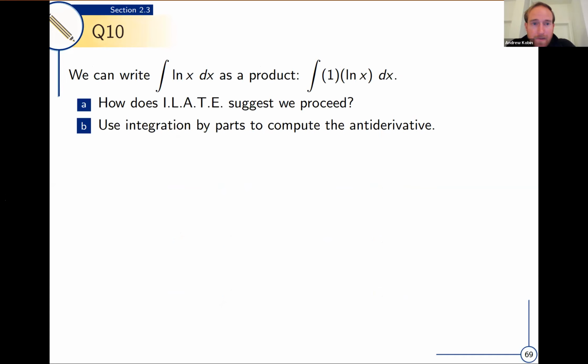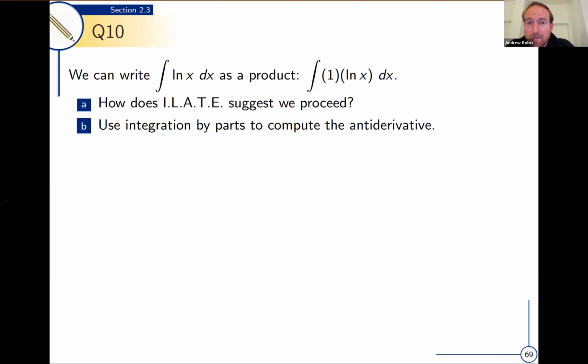Here's another problem to think about. We can secretly think of the integral of ln of x dx as an integration by parts problem. And the huge hint that you probably won't think of until I show you this is that if you write ln of x as 1, a constant 1 times ln of x, you can actually apply integration by parts to this.